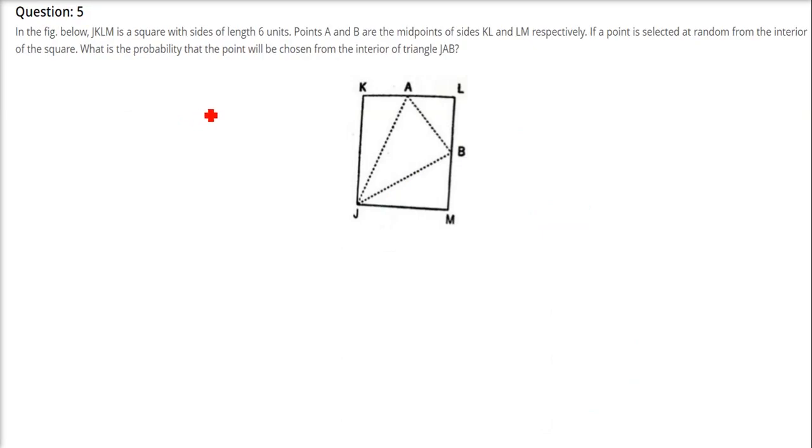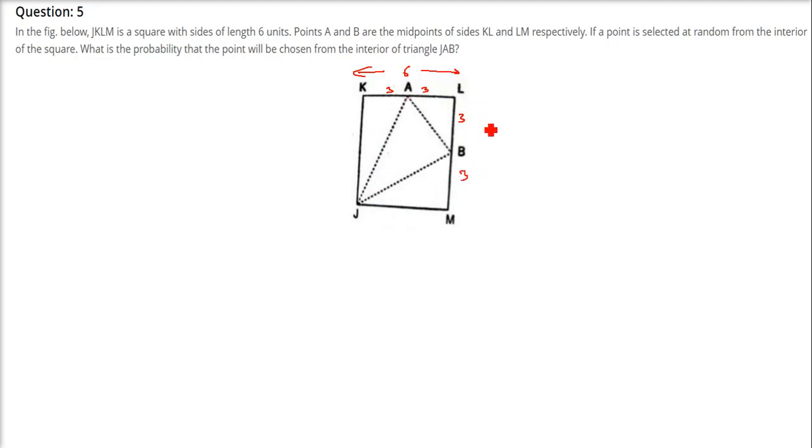In this figure, JKLM is a square with side 6 units. So now this is a square with side 6 units. Points A and B are the midpoints of sides KL and LM. So this is 3, this is 3, and this is 3 and this is 3. If a point is selected at random from the interior of the square, what is the probability that the point will be chosen from the interior of triangle JAB?